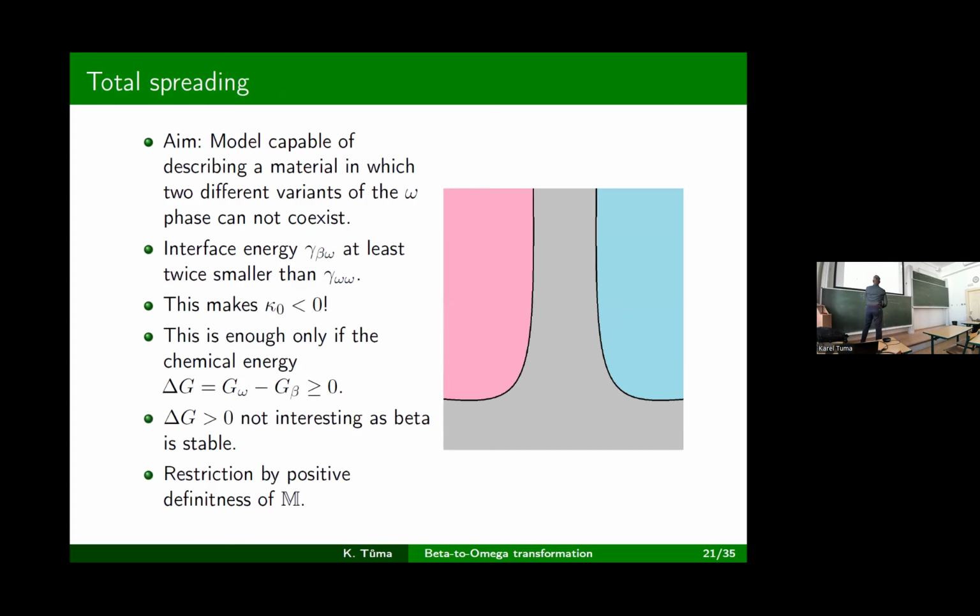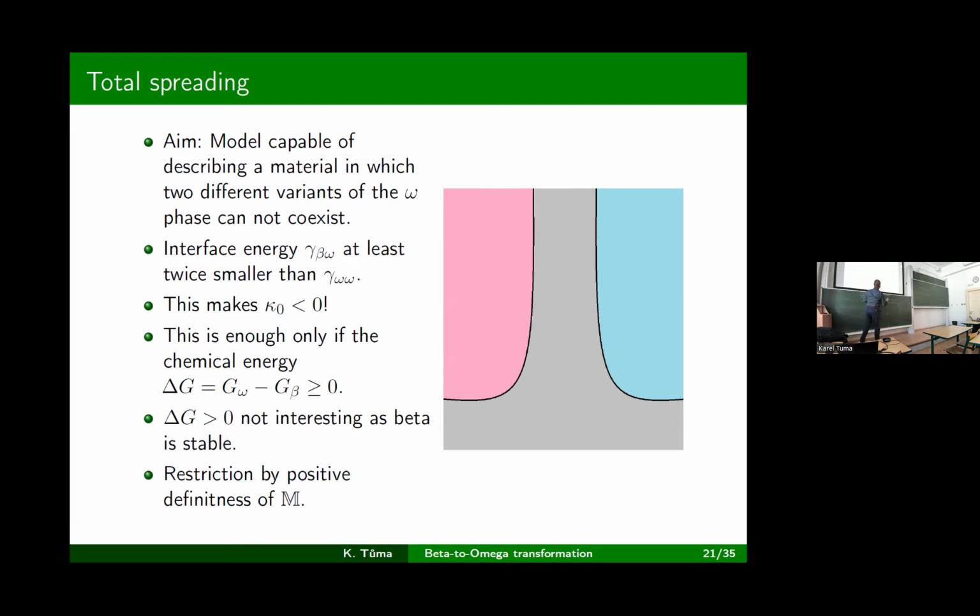So now comes the new thing. We want 2 variants of omega to never touch. This corresponds to something which is in literature called the total spreading case. In some cases, it is usual. For example, in martensite transformation, in shape memory alloys, where we have austenite and several different variants of martensite, this is a completely different world. It is not true that the total spreading case is valid there.